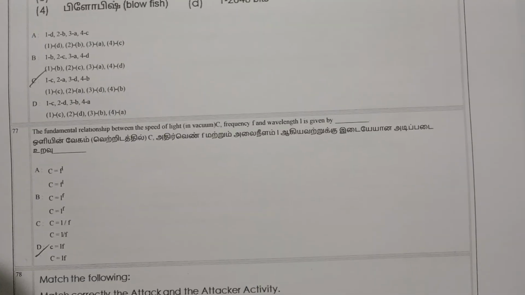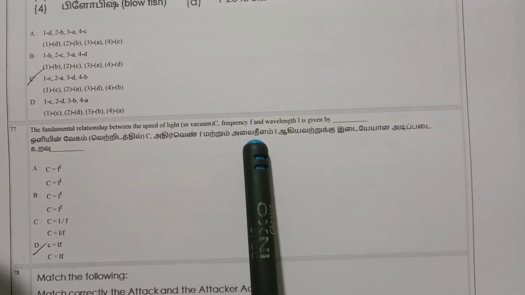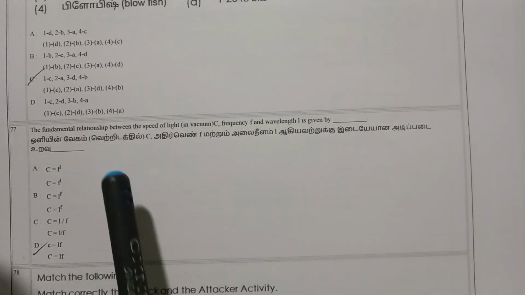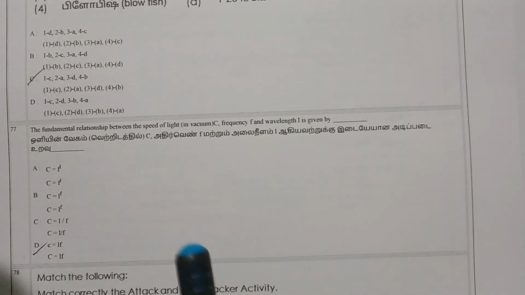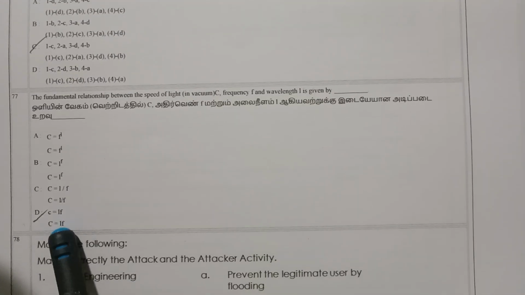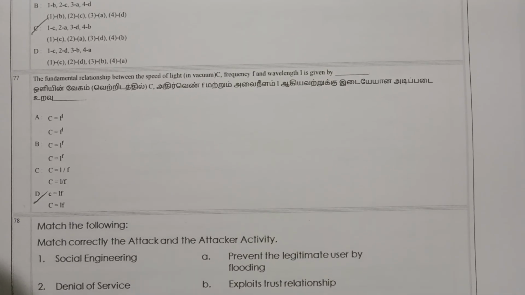Next, question number 77. The fundamental relationship between the speed of light in vacuum, frequency f and wavelength L is given by. So the relation between the speed, the frequency and wavelength is given by c equal to L into f. So the correct answer is option number D: c equal to L into f.